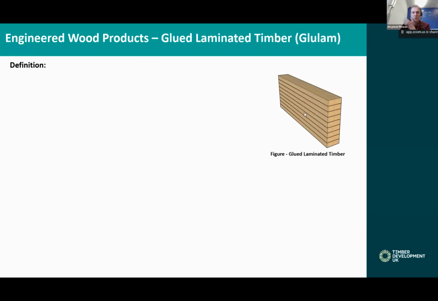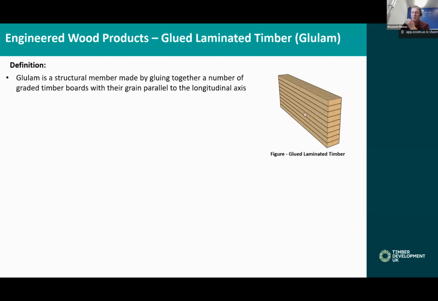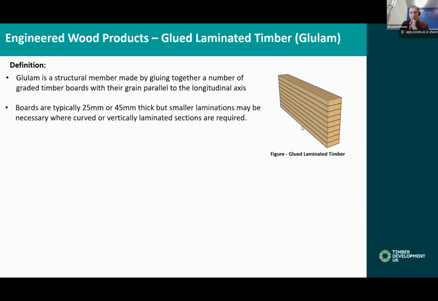Again, another one on the list is glue-laminated timber. It's quite similar to cross-laminated timber, with the main difference being that the boards are arranged parallel to the main axis of the member. The boards must also be structurally graded. They're typically between 25 and 45 millimeters thick, but smaller laminations are also used when curved or vertical sections are required.